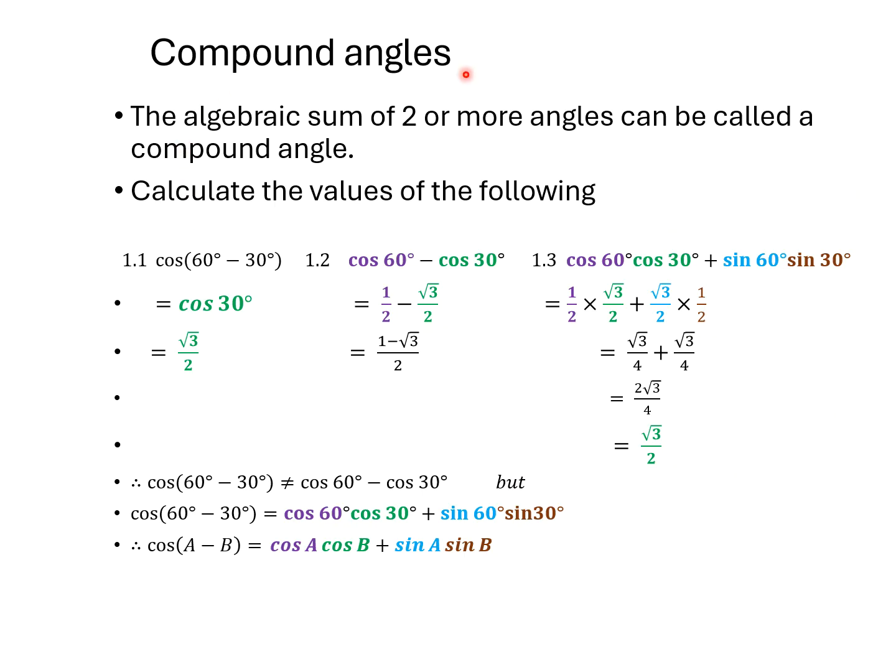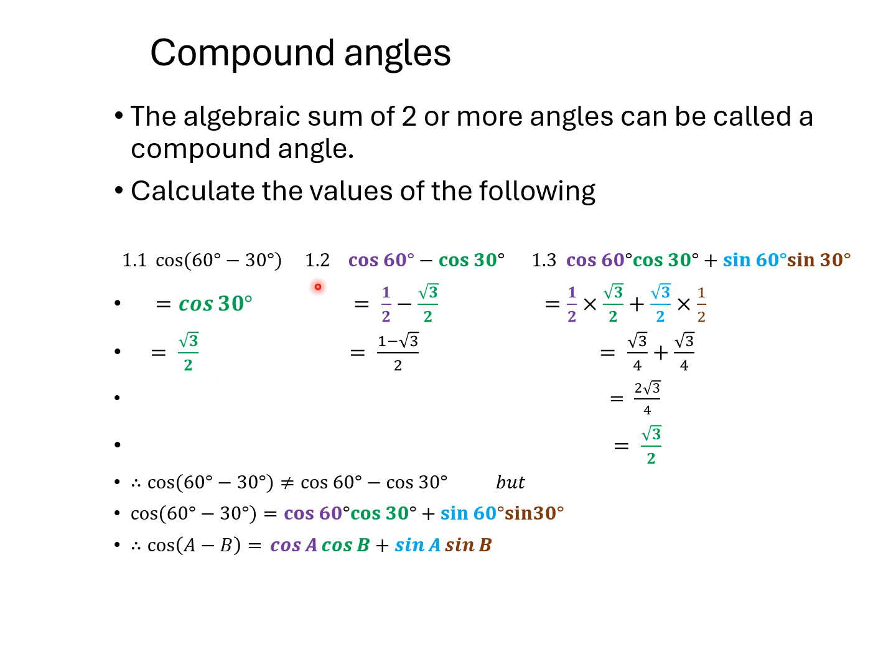Alright, so in short, algebraic sum meaning when I add or subtract 2 or more angles, then we can refer to them as compound angles. So there's an example. If I say cos(60 minus 30), that's referred to as a compound angle, right? So if we calculate the values, cos(60 minus 30), I assume you know 60 minus 30 is 30, and cos 30 according to special angles would be square root 3 over 2.